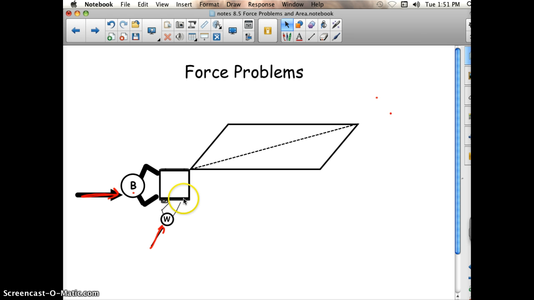If just wimpy was to push it, the refrigerator would move along this side of this parallelogram like this. And if just beefy was to push it, it would move this way. But since they're both pushing together, it doesn't go in either one of those directions. It travels down the diagonal of the parallelogram. All right, and that's really the essence of what these force problems are talking about.